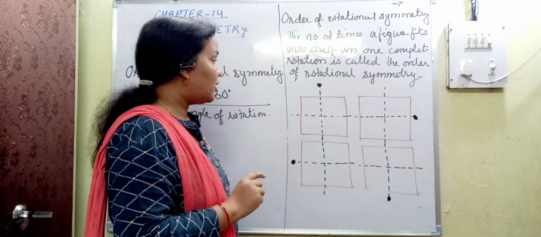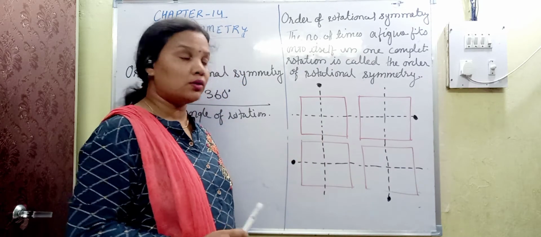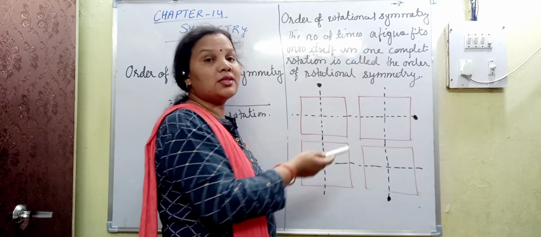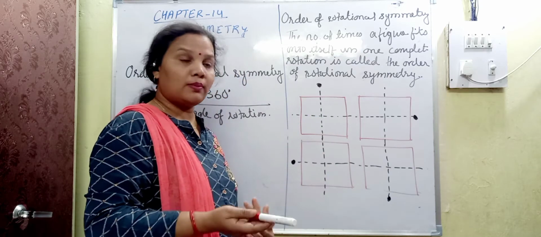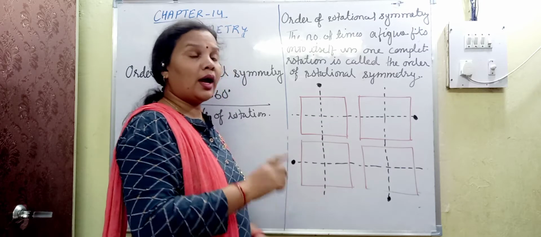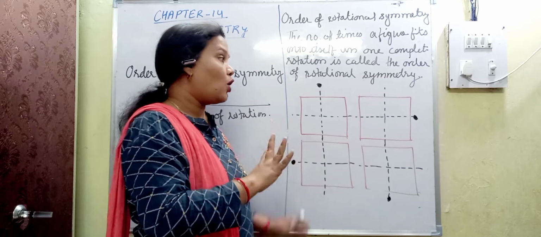Here I am giving you an example. Here I am taking a square. As you all know, a square has equal sides, meaning each side is equal. They are similar. So if I want to rotate it, how many times are we going to get the same shape of this square?